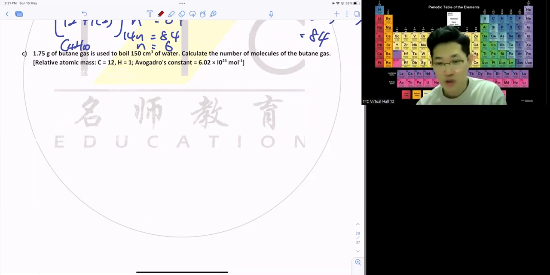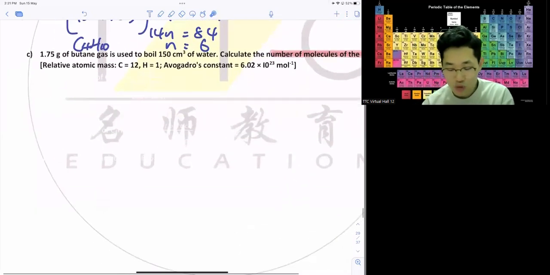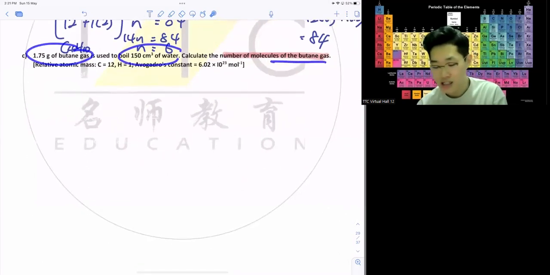The question wants you to calculate the number of molecules of butane gas. You see, they gave you two substances, but they want to find butane. That means you can just ignore this one.